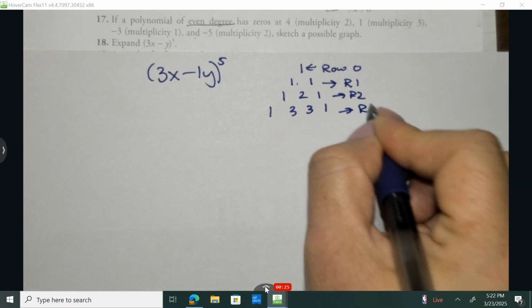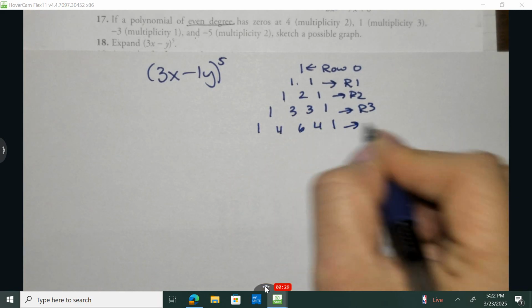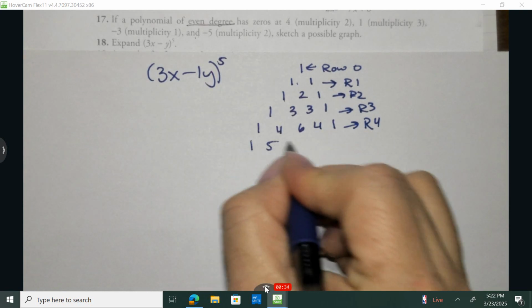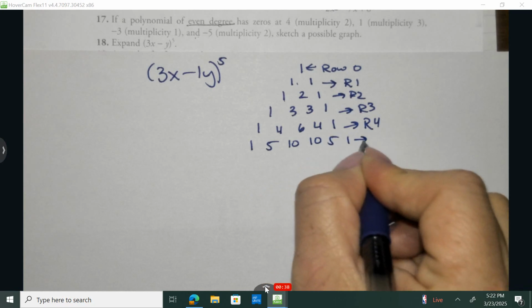This is going to be row 3. Add them together, add them together. Start and end always with 1s. We need to go to the 5th row. So I have 5, 10, 10, 5, and 1.